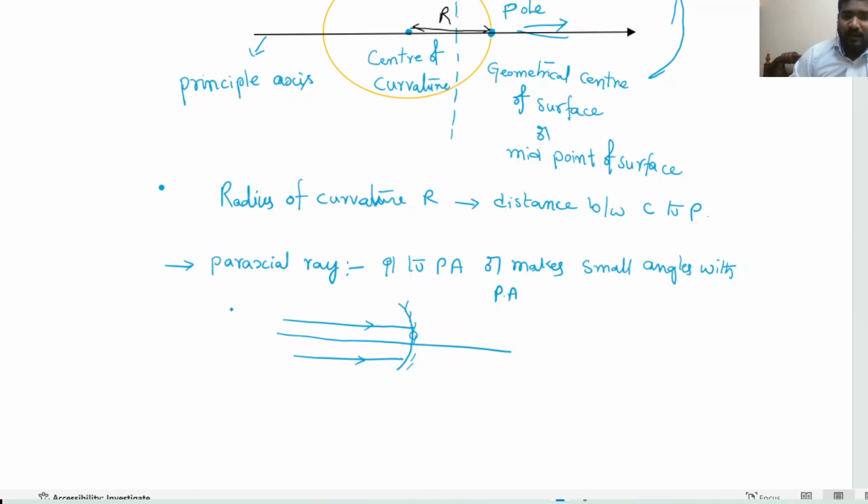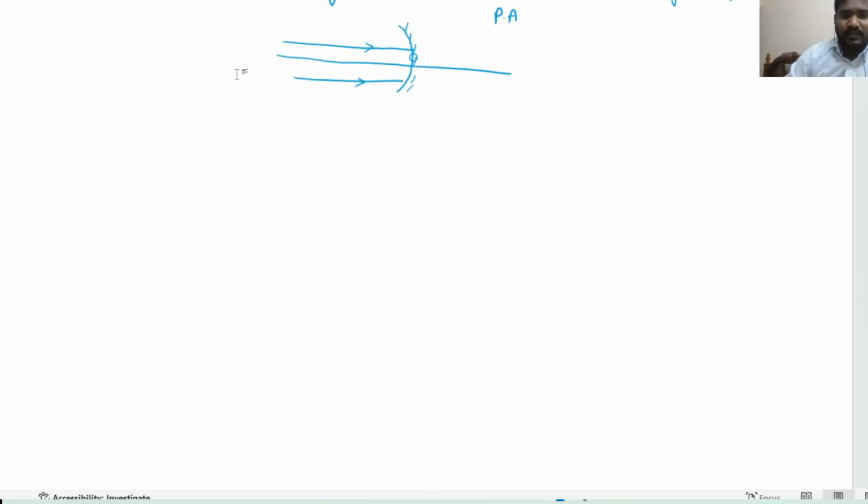Next topic is focus. So focus is just an image location. Focus is the image location for an object at infinity. Now you can take two different types of mirrors.